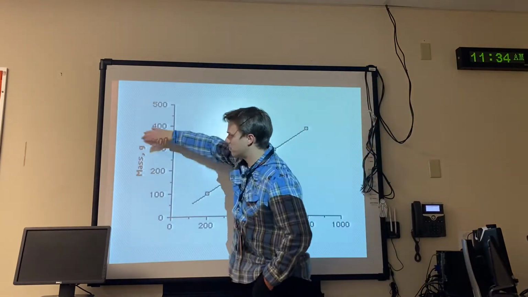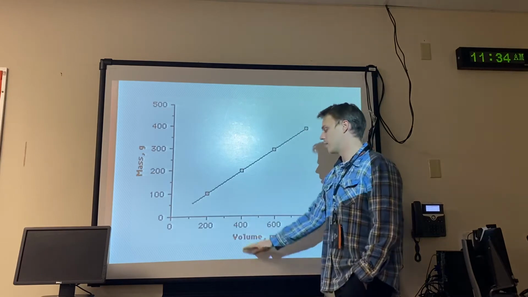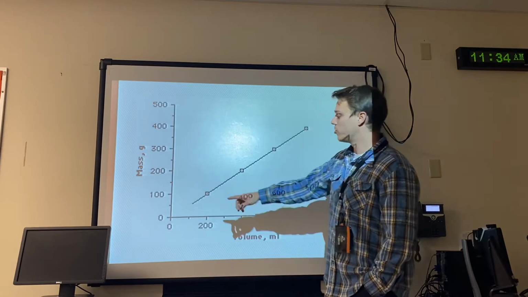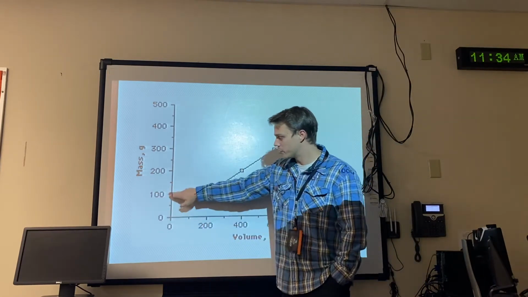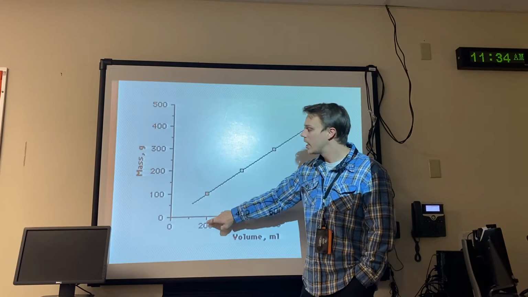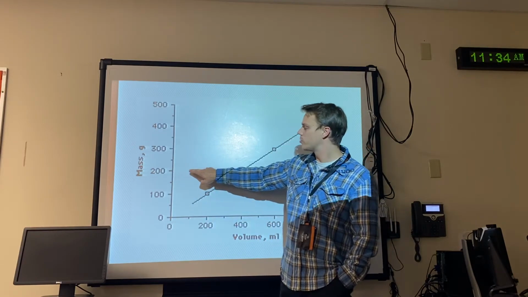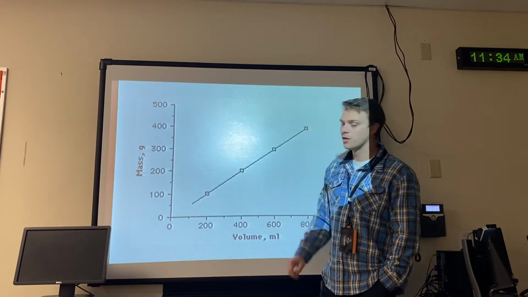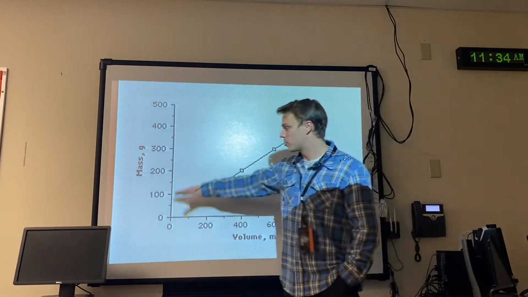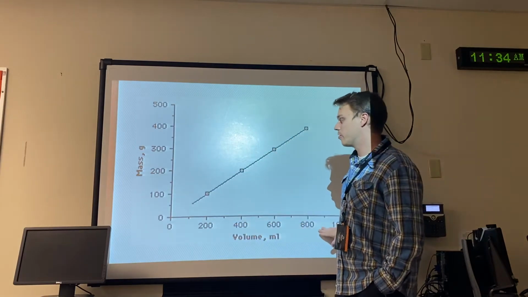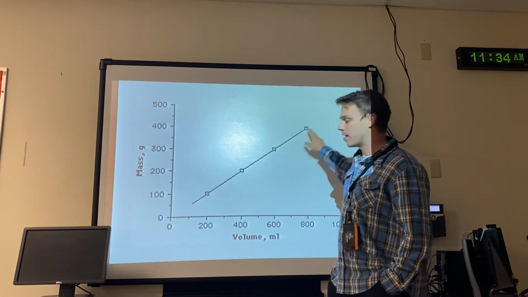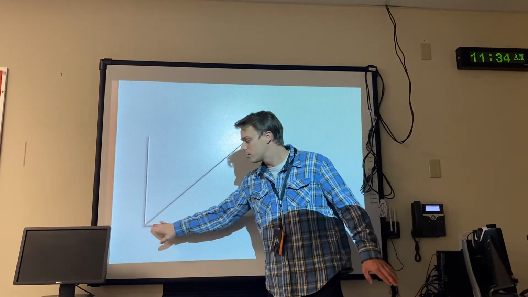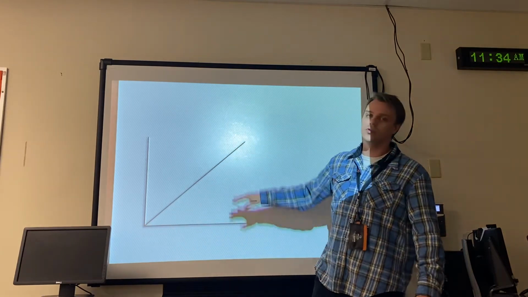This is a direct relationship. We have mass on the left side and we have volume on the x-axis. So mass on the y-axis, volume on the x-axis. As you can see, when we have a mass of 100, the volume is 200. As we increase the mass to 200, the volume increases to 400. So as mass increases, so does the volume, and that is a direct relationship. And that's what a direct relationship graph looks like. It looks like a line that starts near the bottom left and rises up towards the right.